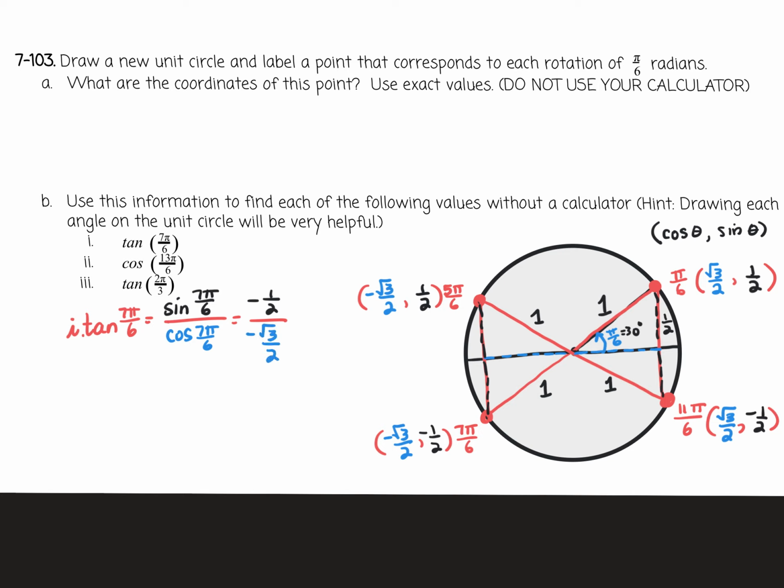And then we go through that same process that I talked about in the previous video to simplify this, and we're going to end up with just positive radical 3 over 3. So the tangent of 7 pi over 6 is positive radical 3 over 3.